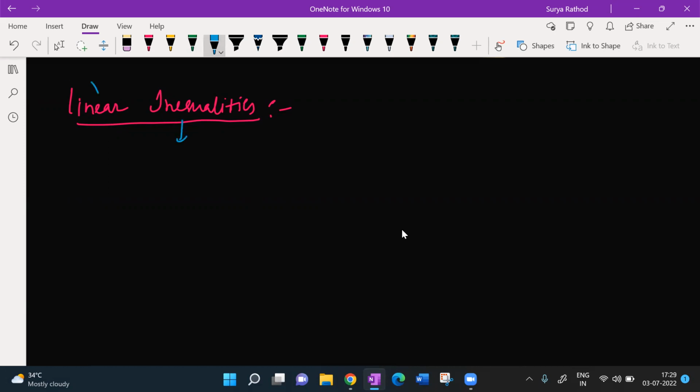Basically, first of all, linear means having degree one. We know that inequality is nothing but what? What do you mean by inequality? Can anyone of you tell? Not equal to. No, can I say, beta, it is comparing two expressions?